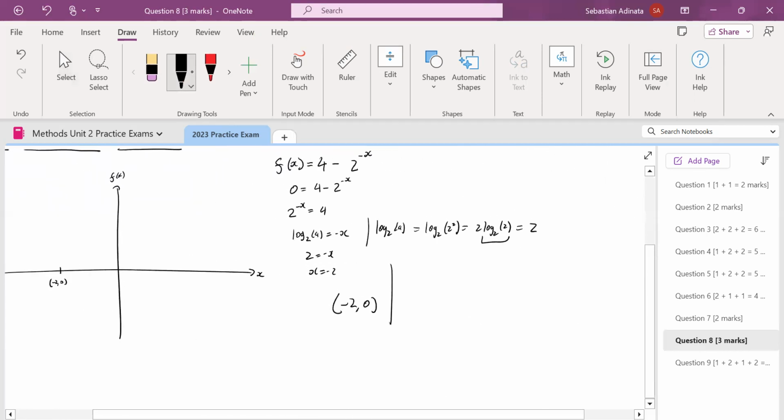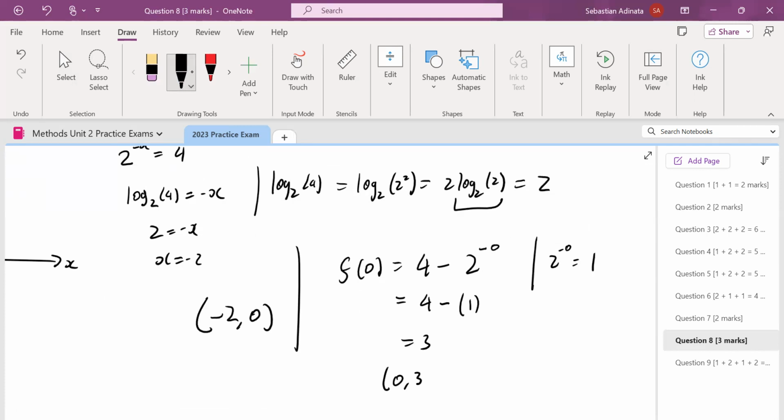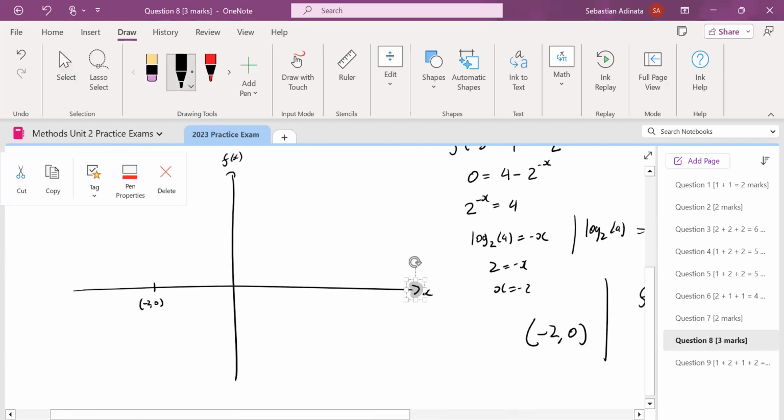Let's look for y-intercepts now. What is f of x? What is f of 0? 4 minus 2 to the minus 0. That is equal to 4 minus, now, 2 to the minus 0 is equal to 1. Equals 4 minus 1, which is equal to 3. So we have a coordinate at 0 and 3. Let's label that.